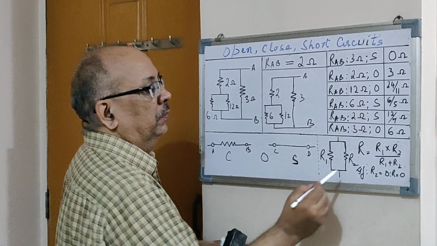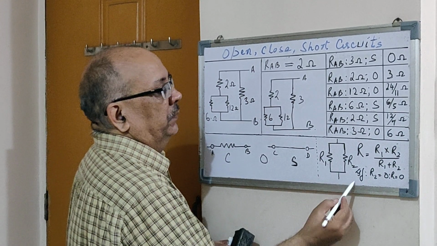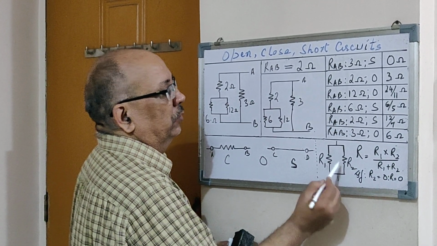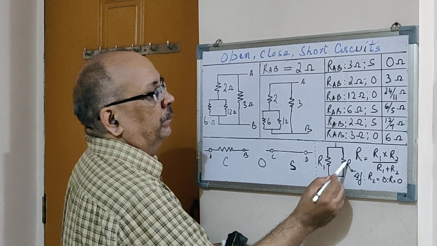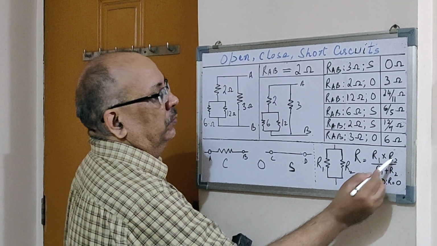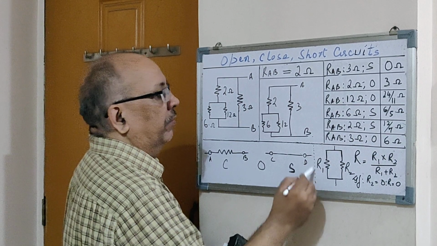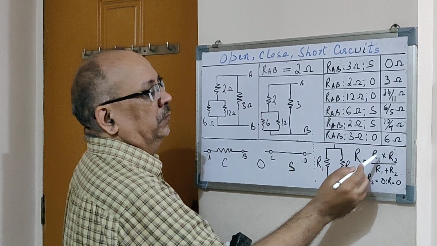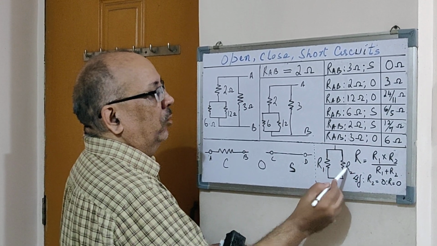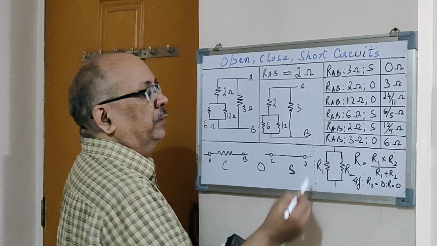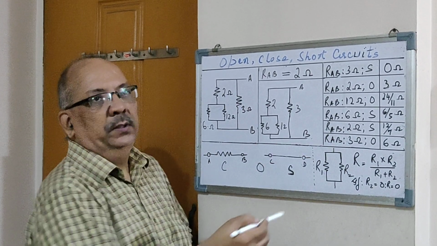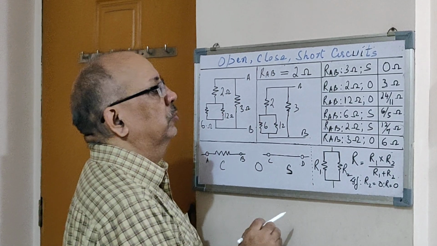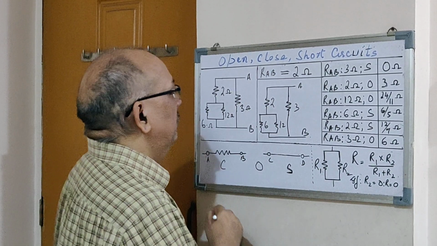Simple approach. In this diagram, it is very clear that if R2 is 0, then R becomes 0. Or if R1 is 0, then again R becomes 0. That means in a parallel combination, if one of the resistors becomes short, the total configuration becomes short. That is the concept you are supposed to remember when you are discussing all this with the help of a given circuit.